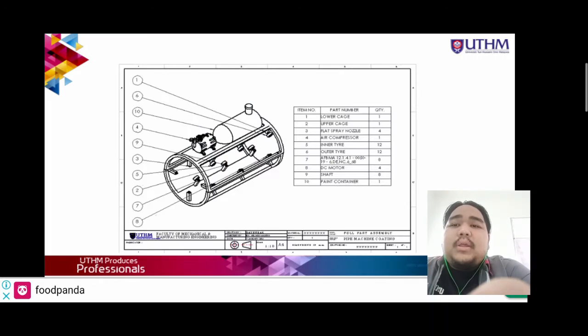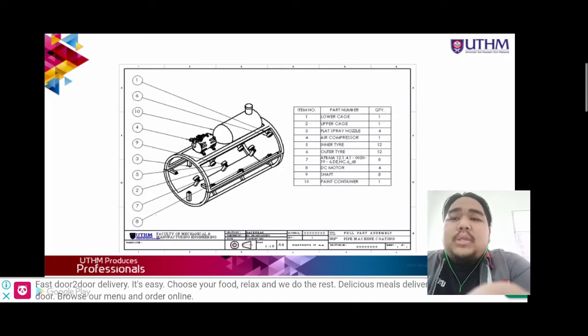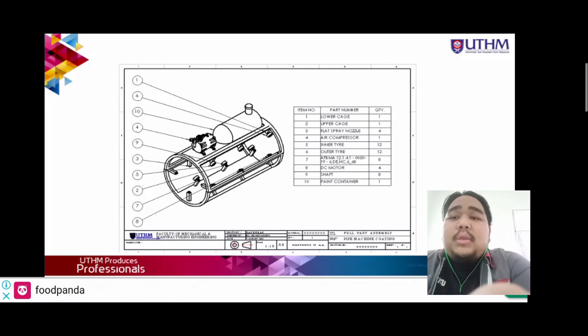Bill of material. This design consists of 10 parts, which are lower cage, upper cage, flat spray nozzle, air compressor, inner tire, outer tire, bearing, DC motor, shaft and paint container.